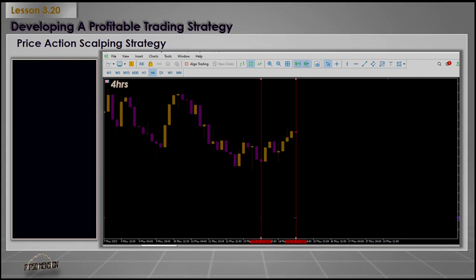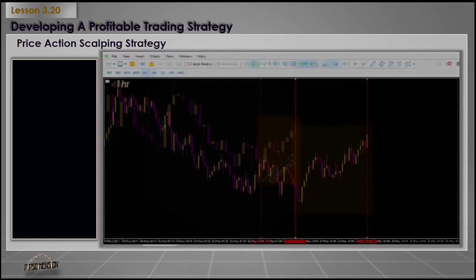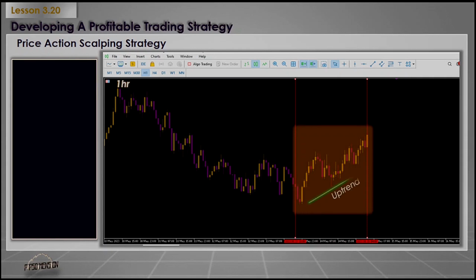On the 4 hours time frame, we will try to identify the most current trend. The most current trend means the trend the market is going within a period of 1 day or 2 days. Here we can see that the most current trend is going upwards. So now we move back to the 1 hour time frame and find out if the most current trend is also going the same direction as the 4 hours time frame. On the 1 hour time frame, we can identify the trend to be going up as well.